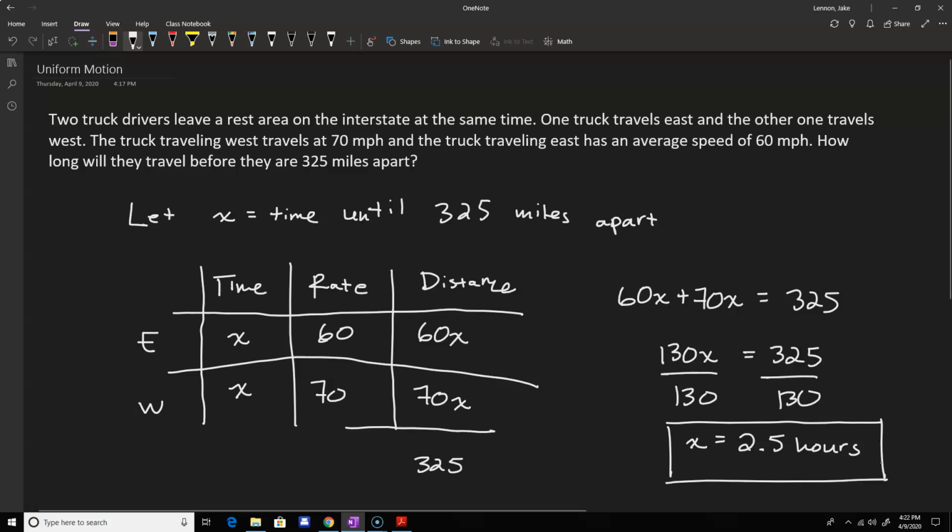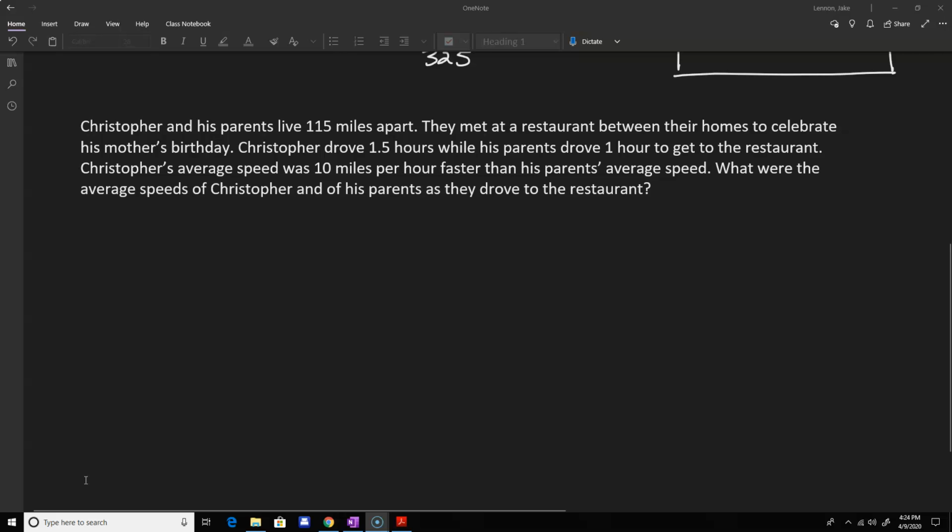So that's a pretty straightforward example. Some of the other ones will be a little trickier, but we're going to be using the same idea. So label a variable, organize your information in a chart, remember the distance equals rate times time equation, and go ahead and write down an equation given your information from the chart. So let's go ahead and look at this next example.